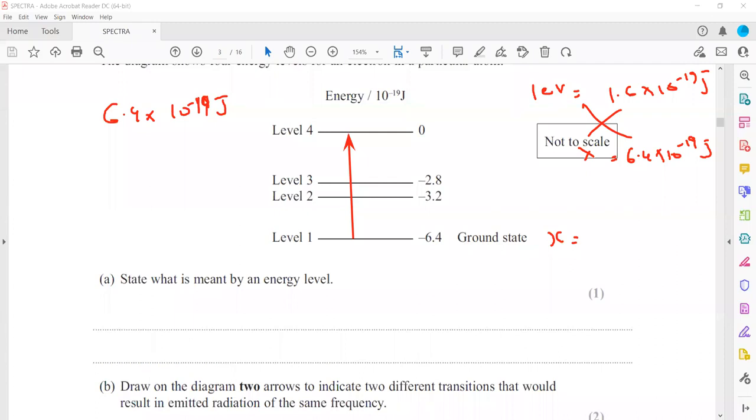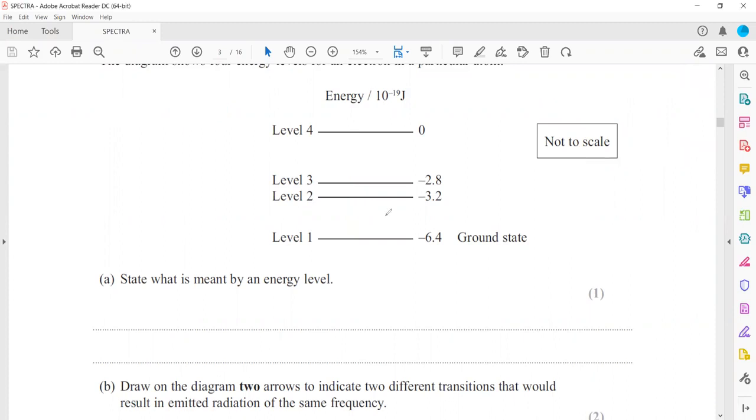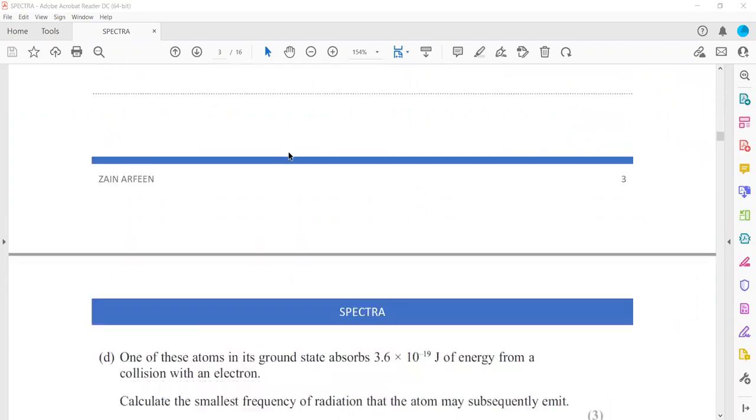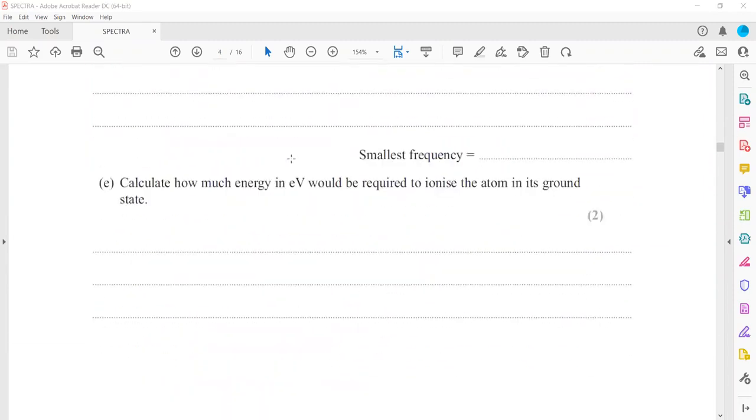So this will come out around 4 electron volts. So we need 4 electron volts to transit this electron from the ground level to the point outside the atom. So we call that ionization, because the term ionization refers to the energy needed to remove an electron from a neutral gaseous atom.